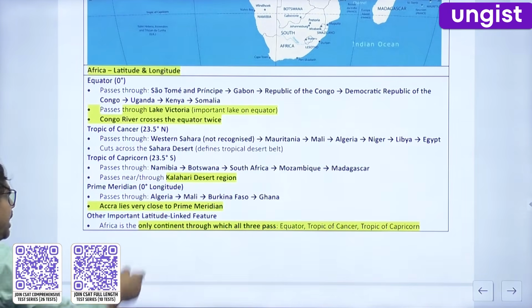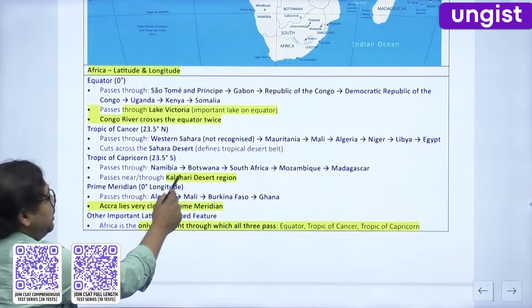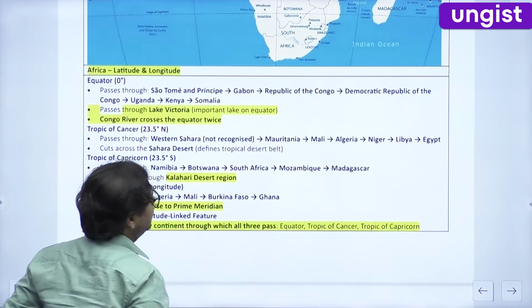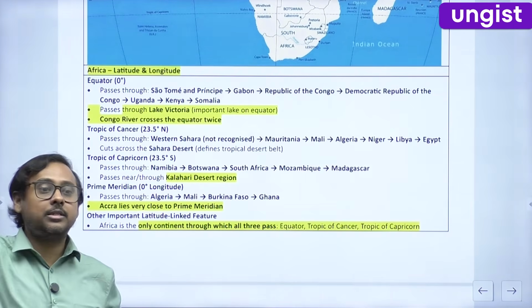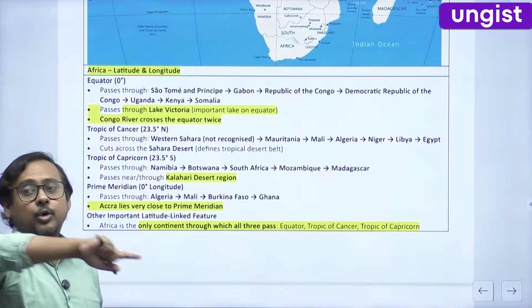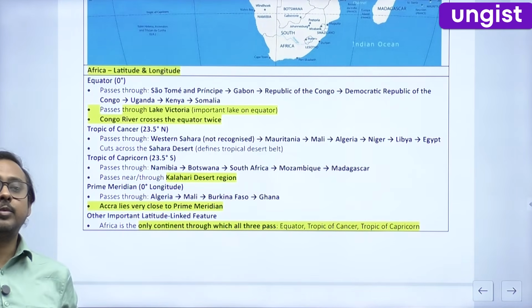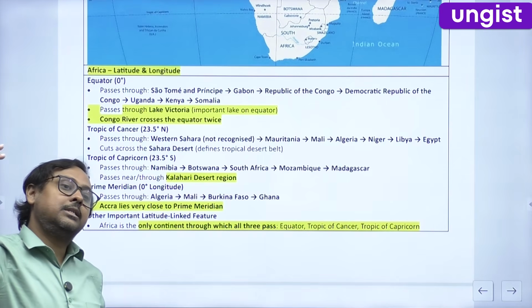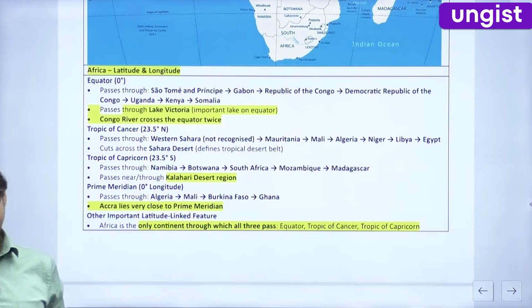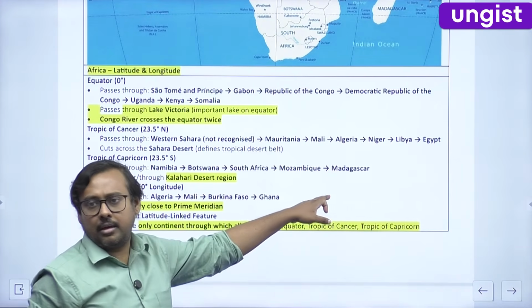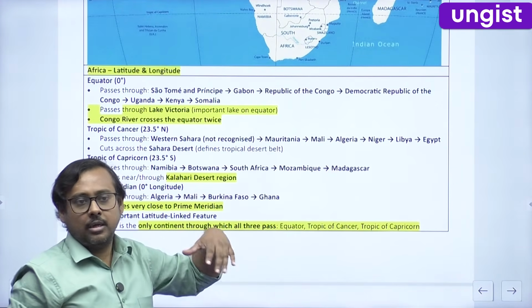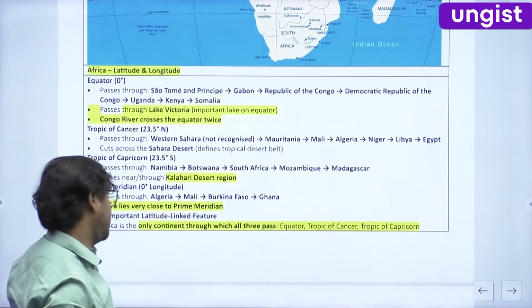The Tropic of Capricorn passes through Namibia, Botswana, South Africa, Mozambique, Madagascar. Botswana, somebody was talking about diamonds, right? Botswana is also known for what? Along with diamonds, elephants, right? We'll discuss everything. So these are your southern African countries. Maybe not today, we'll discuss tomorrow.